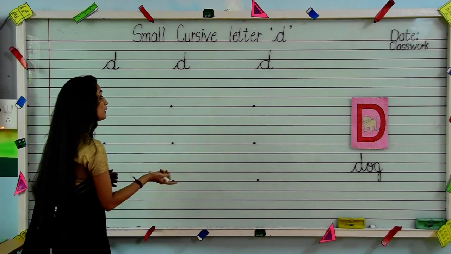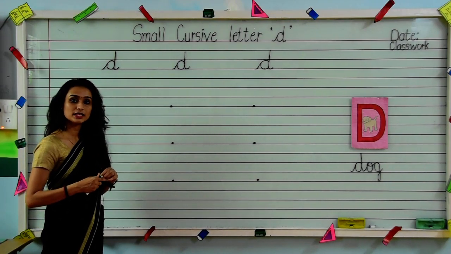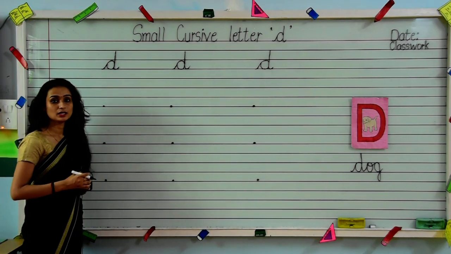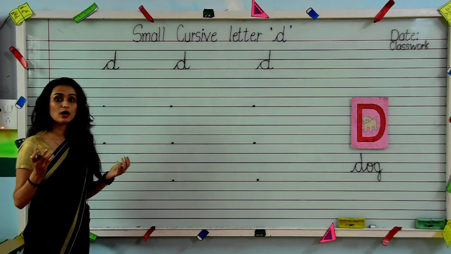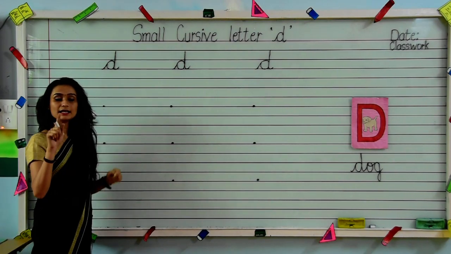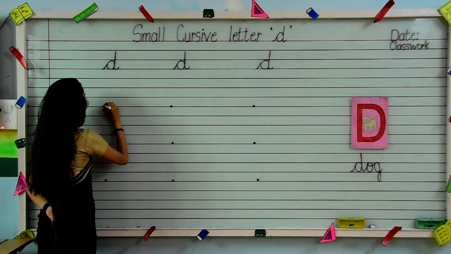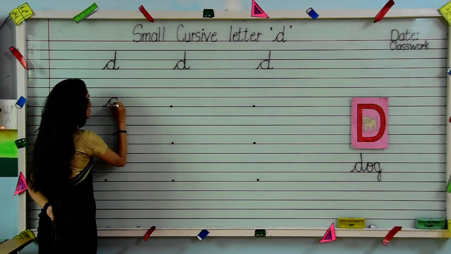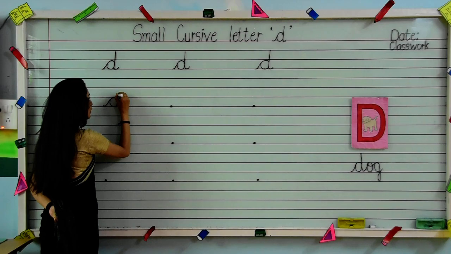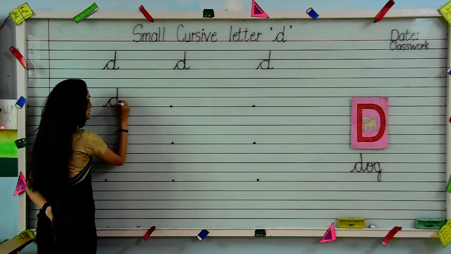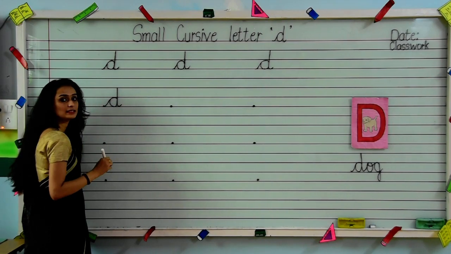Now come on the next page, that is page number 15. On page number 15, kids, only single dots are given. So we need to see how to write D on a single dot. Put your pencil on the dot like this. Make a slanting line up. Make a curve. Come back. Make a circle. Go up straight till the first line. Come down, make a standing line and a tail like this.